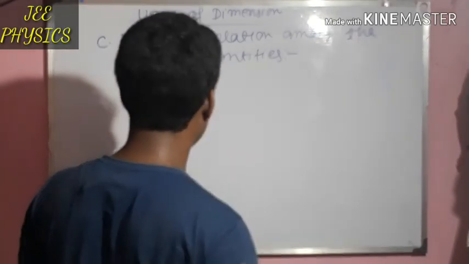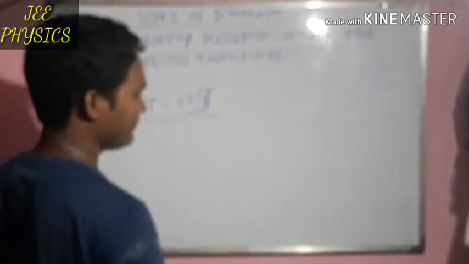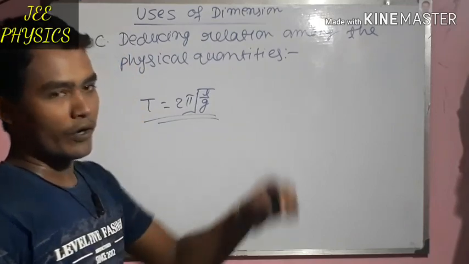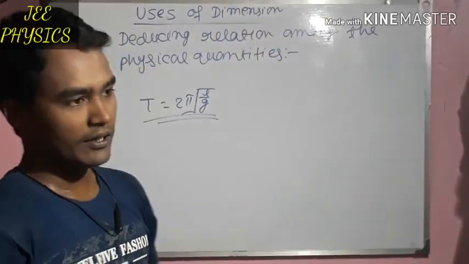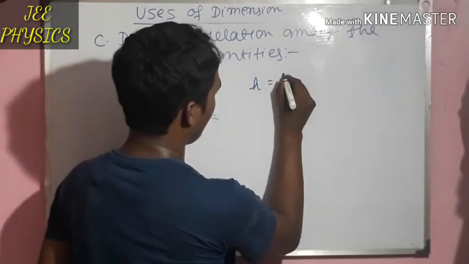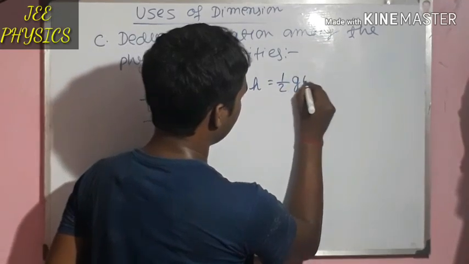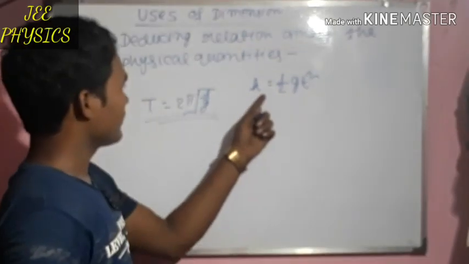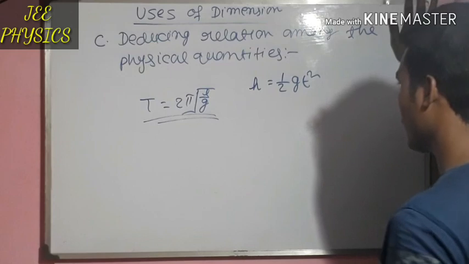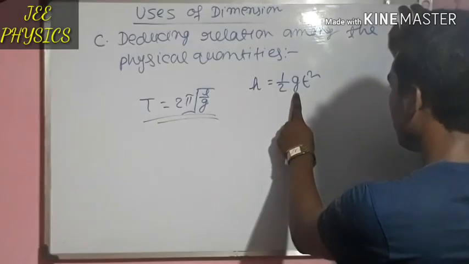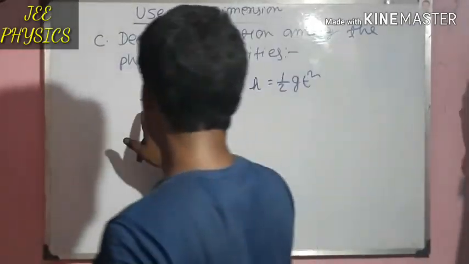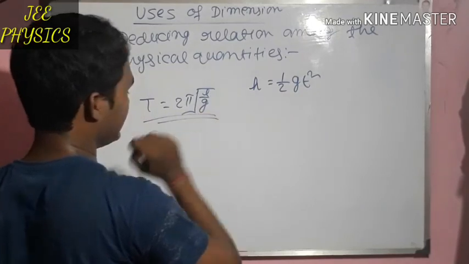This is time period. A body is dropped and distance traveled is equal to half g t square. These are the relationships between different physical quantities. Here we have the relationship of h with g and t. Here we have the relationship of time period with L and g.